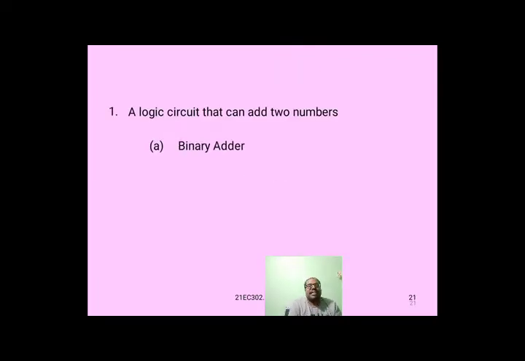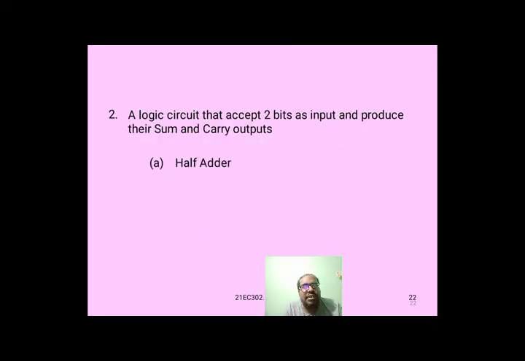A logic circuit that can add two numbers is: A binary adder, B subtractor, C inverter, D none. Answer is A, binary adder. Next, second one: a logic circuit that accepts 2 bits as input and produces their sum and carry outputs is: A full adder, B half adder, C multiplier, D all the above. The answer is A half adder.